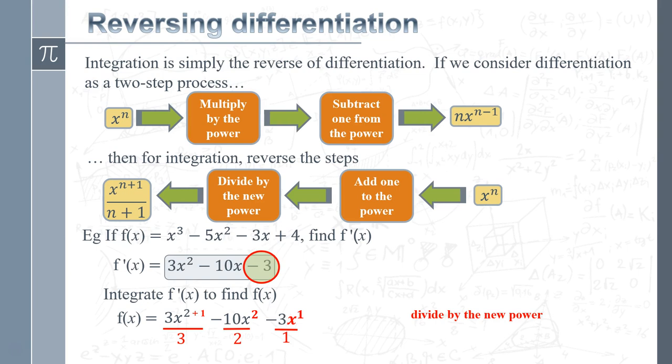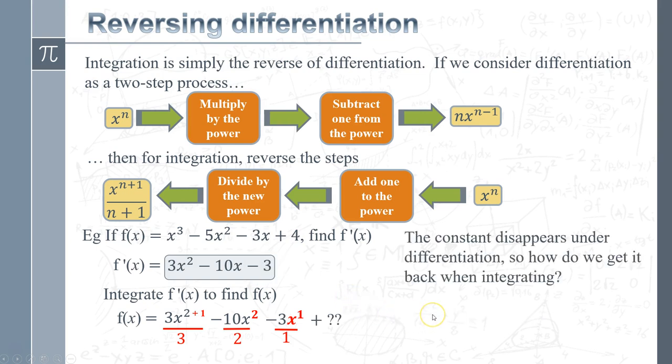The only other thing you'll notice is that my original function up here was x cubed minus 5x squared minus 2x plus 4, and we ended up with a differentiated function with fewer terms, because we know that the 4 just disappears. The question we've now got to ask ourselves is, how the heck do we get that constant term back when we're integrating?